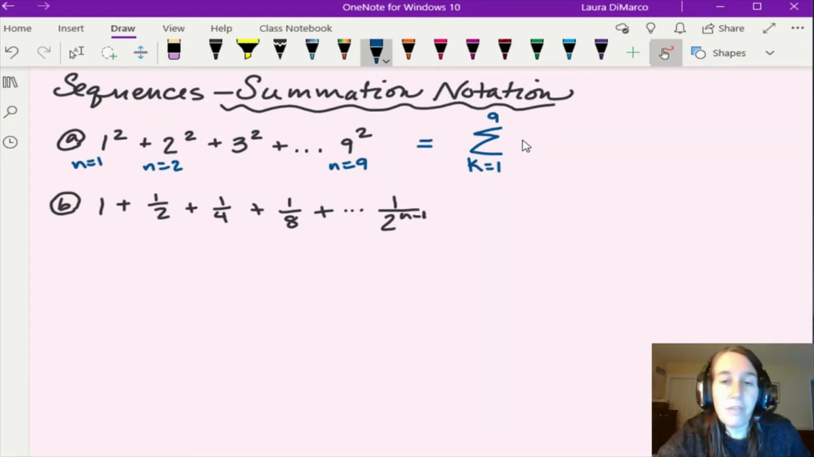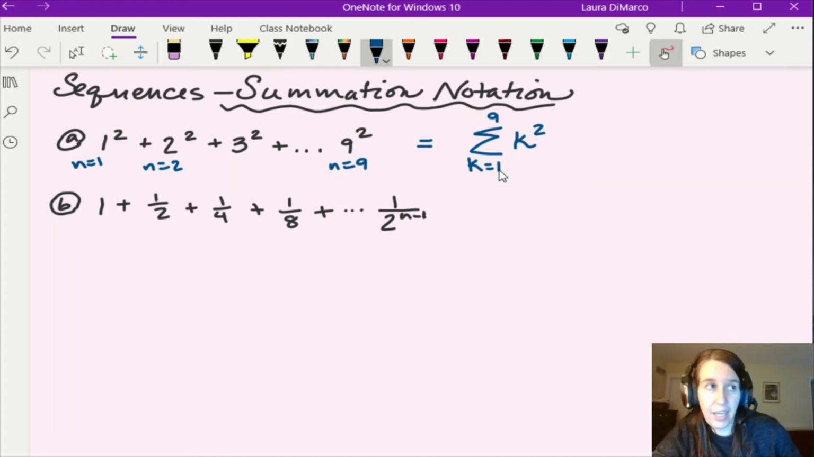But now we have to define what we're going to have k do. So notice that in this sequence, the first term is squared, then the second term squared, right? So whatever n is, we're going to square it. So our sequence function would be k squared. Okay, so this is the summation notation for this sequence, and what it's saying is find the sum of k squared when you plug in k equals 1, 2, 3, 4, 5, 6, 7, 8, 9.